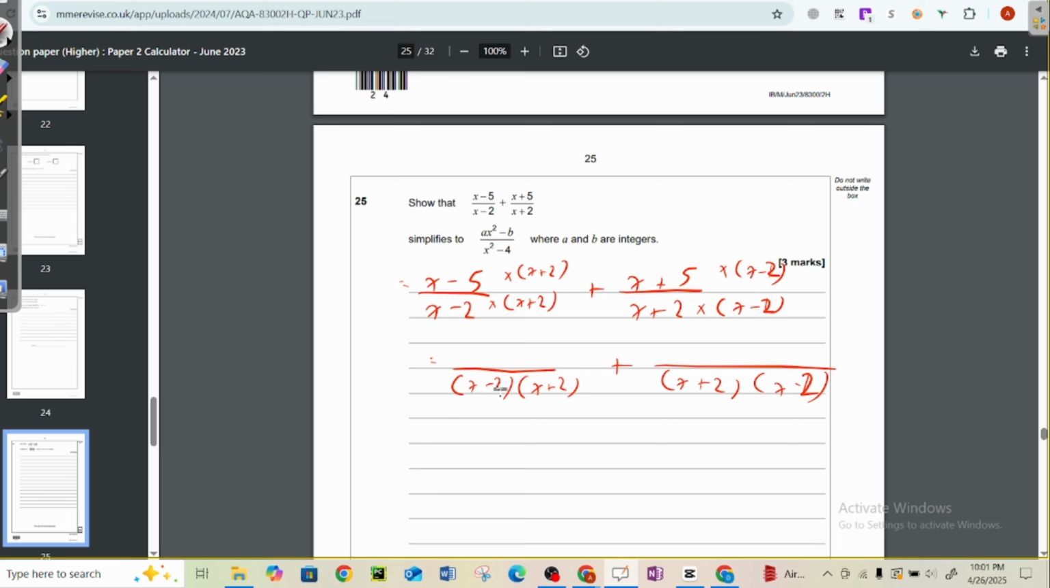When you got that, next step is, now you multiply the top parts. x times x is x squared, x times plus 2 is plus 2x, minus 5 times x is minus 5x, minus 5 times plus 2 is minus 10. Done? Then x times x is x squared, x times minus 2 is minus 2x, plus 5 times x is plus 5x, 5 times minus 2 is minus 10. Now you write it over here.